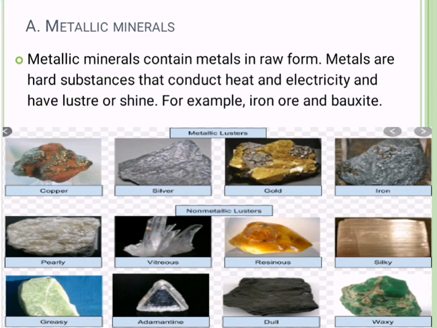First type of mineral, that is metallic minerals. Metallic minerals contain metal in raw form. Metals are hard substances that conduct heat and electricity and have luster or shine. For example, iron ore or bauxite.